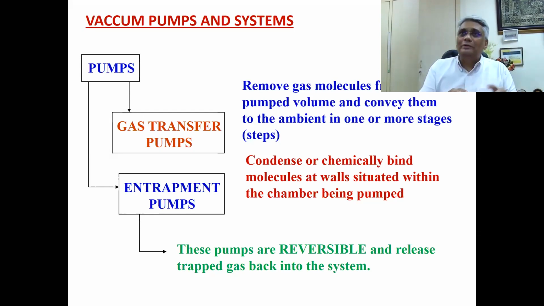So the entrapment pumps work in conjunction with gas transfer pumps, but they're very effective in permanently sorbing or condensing gas molecules on surfaces. This is a very interesting concept. We'll see how these entrapment pumps work, but these pumps are reversible, right? If they're not operated properly, they can be reversible, which means that the trapped gases can go back into the chamber if precautions are not taken.